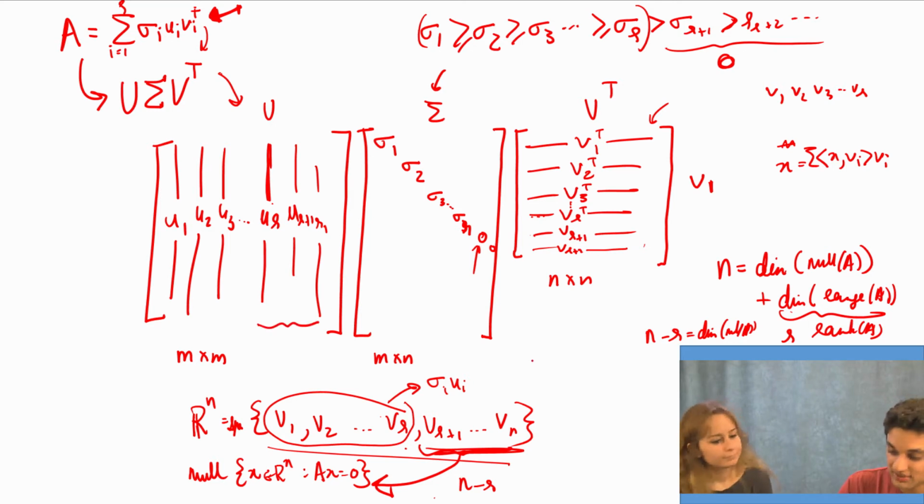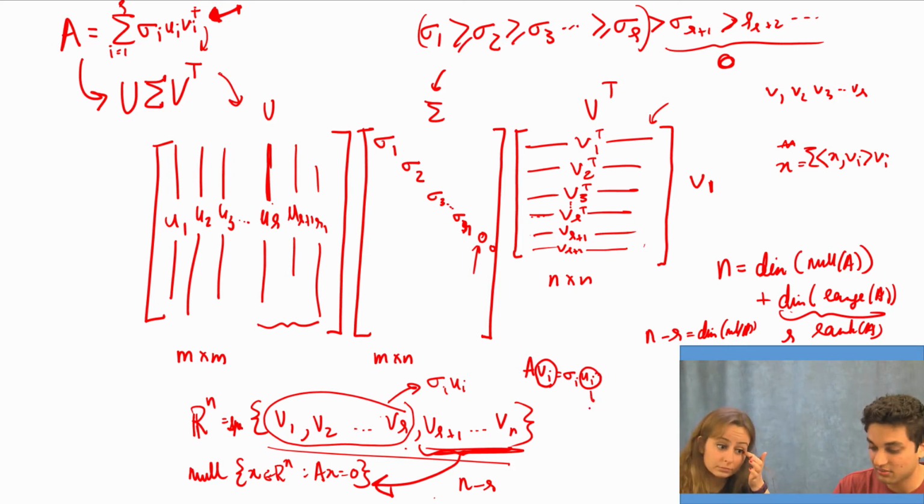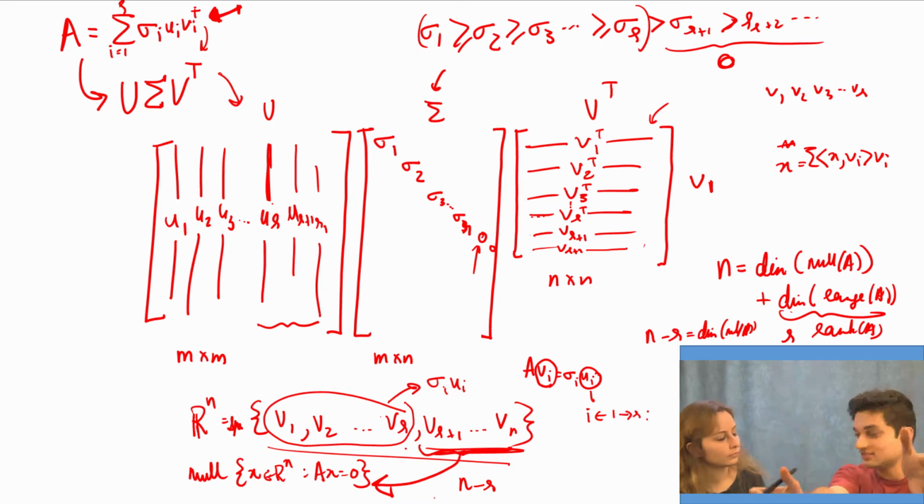Because everything in the output, A times vi, is going to be sigma i ui. The vi kind of captures everything in the input space, and the only thing that you ever reach in the output is going to be some form of ui, where i is going to be from 1 to r. So your output space is completely characterized by your U vectors from 1 to r.